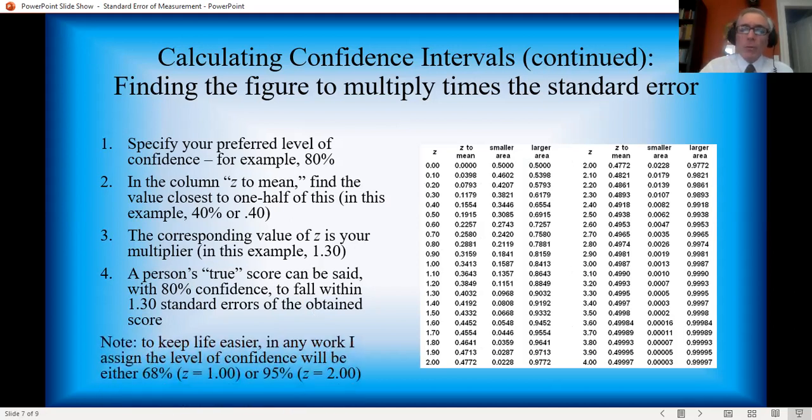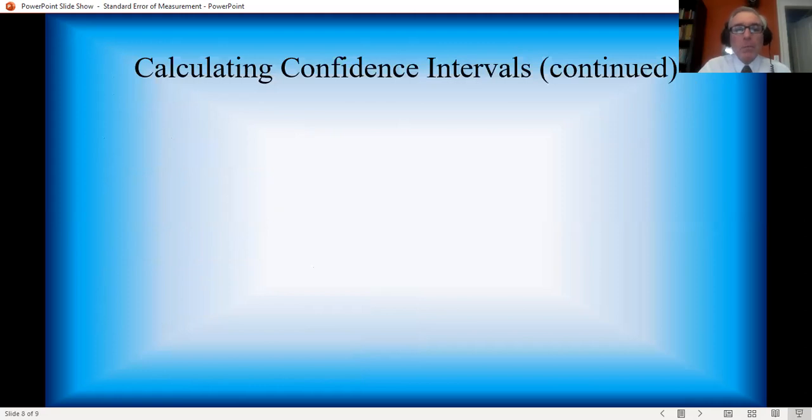Now, if you happen to be a student in one of my assessment classes, any work I assign, I keep this as simple as possible. So I'll either say 68% confidence intervals, which means the z is 1, so you multiply by 1, or I'll say 95% confidence intervals, which basically gives you a z of 2, and you just use the z of 2. I think it's technically 1.96, but 2 is close enough, just to keep life a little easier.